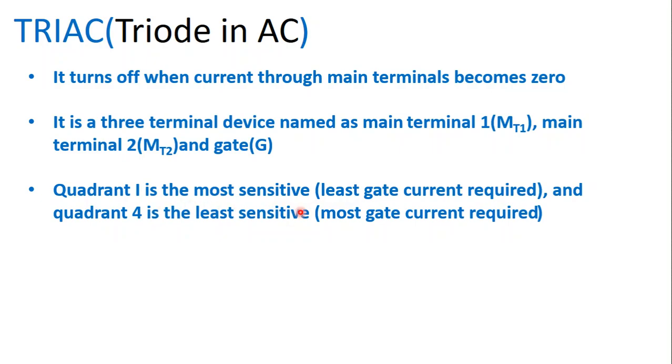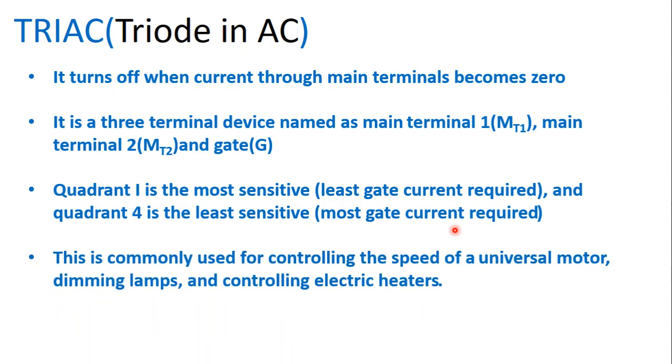Quadrant 1 is the most sensitive, because the least gate current is required in this mode of operation. This is the first mode of operation. Quadrant 4, that is the fourth mode of operation, is least sensitive because the most gate current is required in this mode.